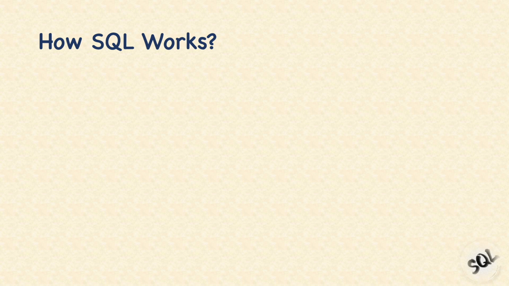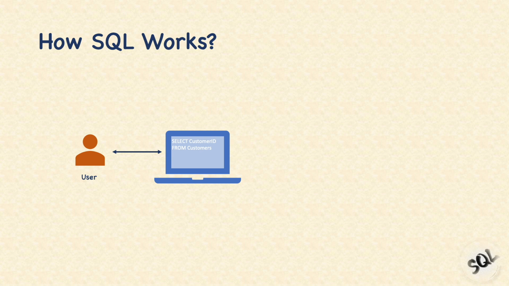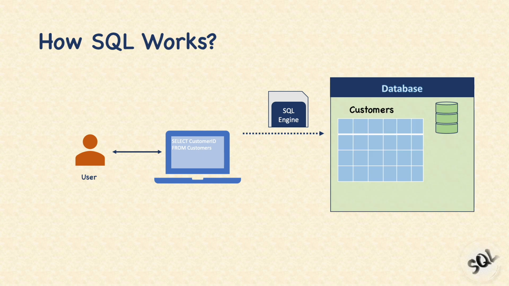What happens when you enter a SQL command? How does it fetch data? Come, let's explore. SQL works in a sequence of steps to execute a command. Let's imagine a user submits a select query to retrieve customer ID from the customer's table. Now, the SQL engine processes, optimizes, and executes the query. As a next step, the DBMS accesses the relevant data and returns the result as a table view to the user.